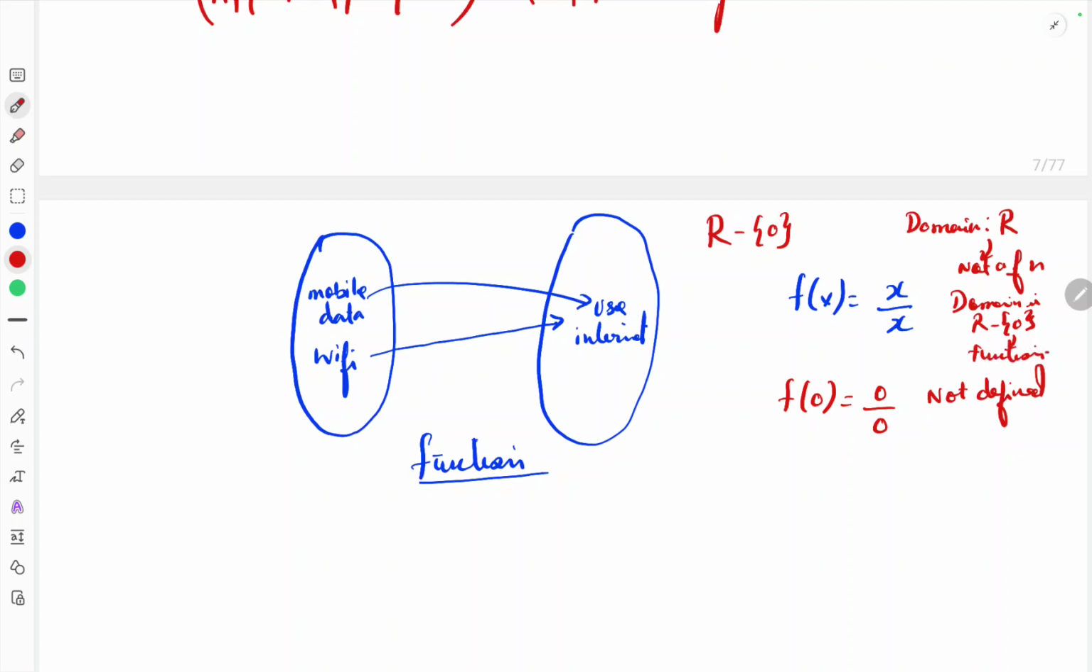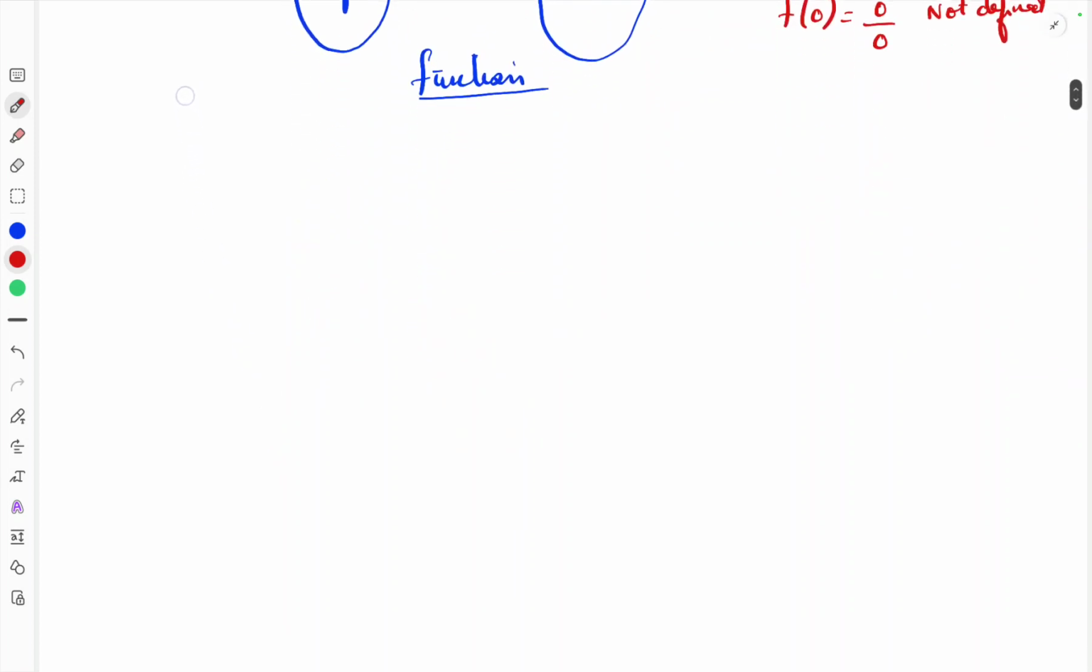So real numbers are nothing but you have infinite numbers. In those infinite numbers, for all numbers it is a function except 0. So if I include 0 here, it is not a function. So for one input also, if we are not having an output, it is not a function. So now we will see the types of function whatever we have. So types of function.